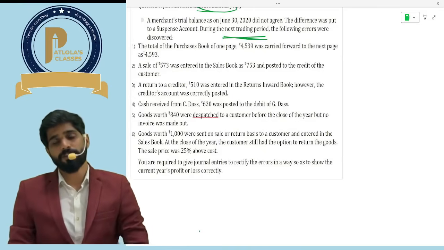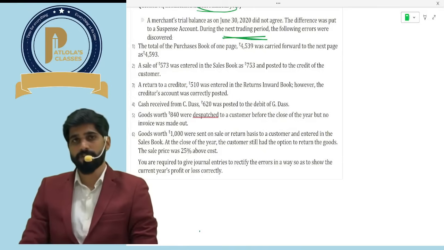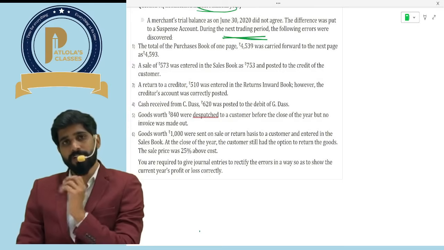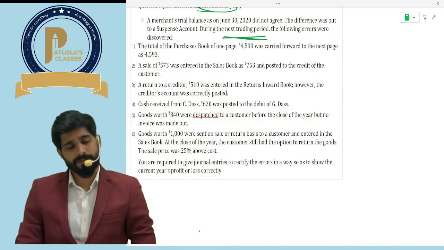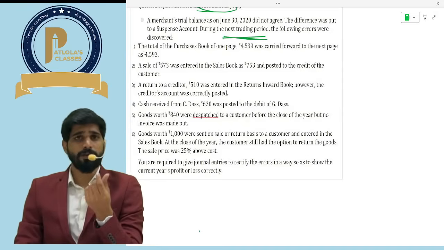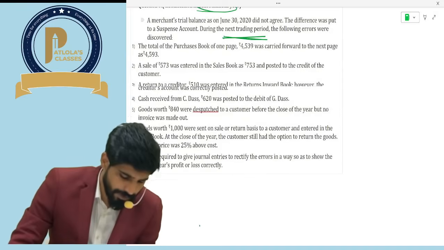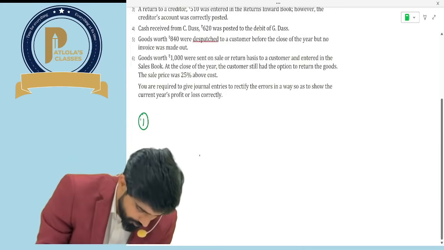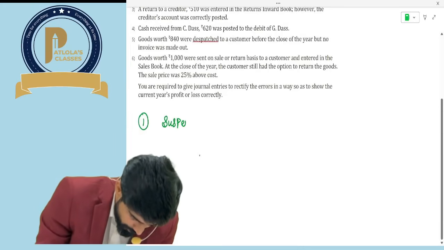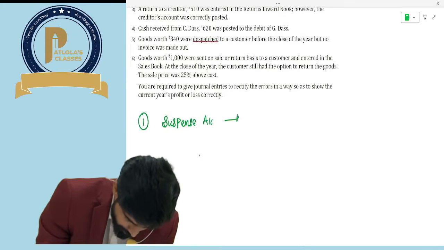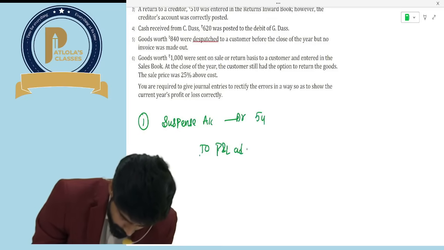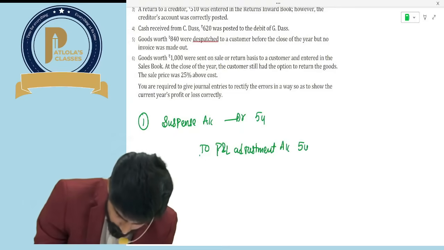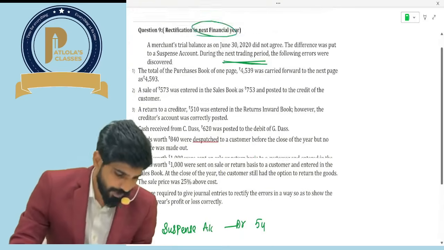Now that we are rectifying the error, suspense should be debited by 54 and purchase has to be reduced. In order to reduce the purchases, purchase has to be credited by 54. But we are not going to use the words purchases. We are going to use the word P&L adjustment. So the first rectification entry will be suspense account debit 54 to P&L adjustment account. How much is it? 54. Wonderful. Come to the second one.